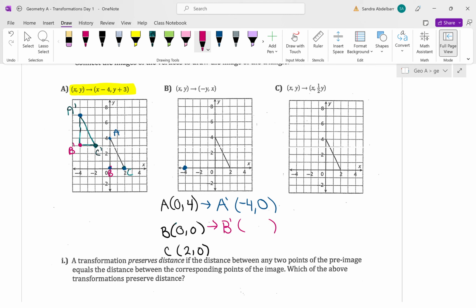So now we're going to perform the same rule, but on B, which is 0, 0. Can I negate a 0? No. Is there such a thing as a negative 0? No. And then when I switch it, it's still 0. It's just 0, 0. So the origin stays at the origin.